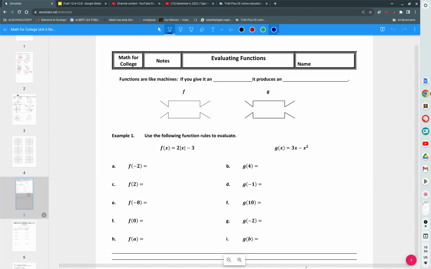Okay, today our goal is to evaluate functions. What is a function? Functions are like machines. We've already talked about them a little bit. If you give it an input, it produces an output.